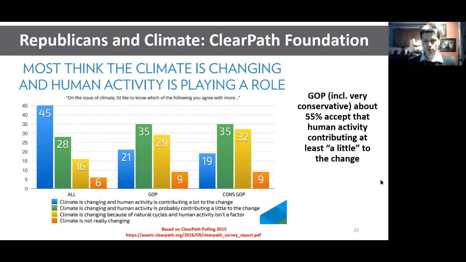And what's interesting, there's two main takeaways to me out of this graph. One is that, as you can see, about 55% of GOP and conservative GOP accept that human activity is contributing at least a little to the change. So there's some acknowledgement there. The other thing that I find very interesting is how similar the polling is between GOP and conservative GOP. So those who identify as very conservative are really pretty close on climate to the rest of the party, which I actually take to be a good sign in terms of where they are. So that was one takeaway I came away with from this.